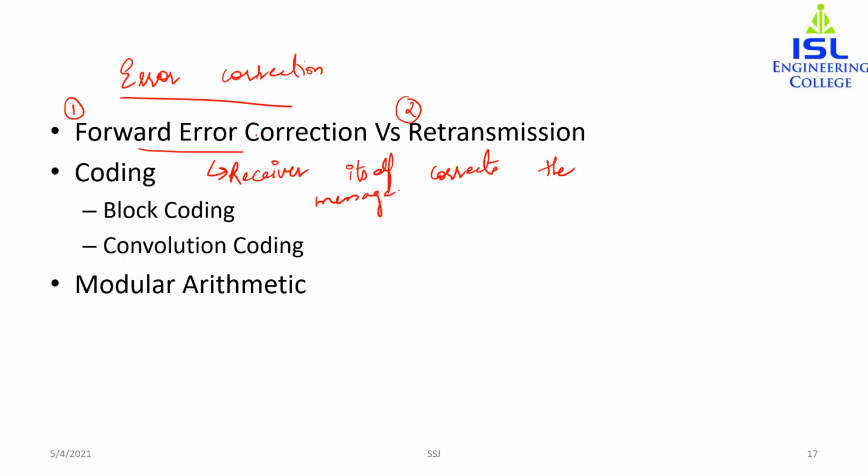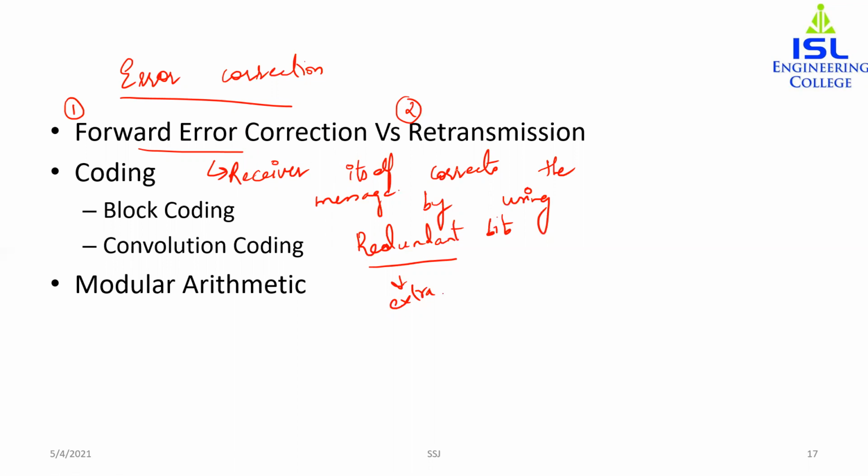If there is an error in the data which is sent, then the receiver itself corrects the message by using redundant bits. So if you remember, in the last class I talked about redundancy. Redundancy is basically adding extra bits to the message for either error detection or error correction. Now, this is the concept of forward error correction. This forward error correction is used when there are a small number of errors.